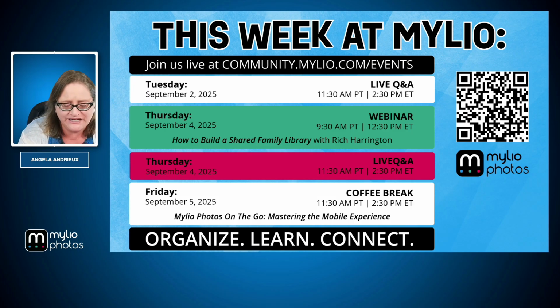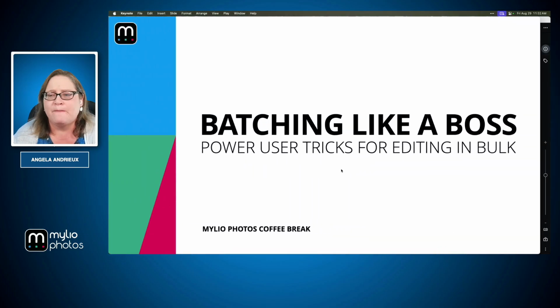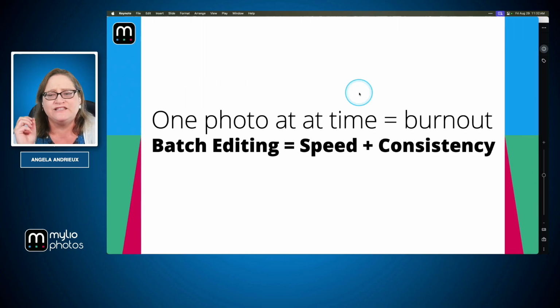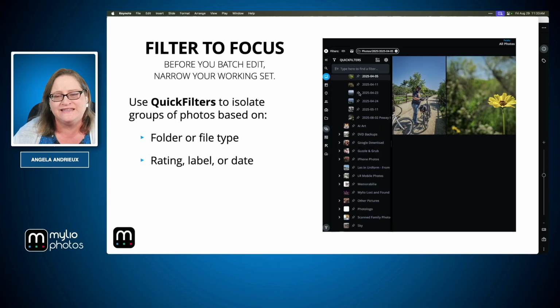With that, let's go ahead and jump into today's topic, which is batching like a boss, power user tricks for editing in bulk. We're going to go into editing metadata. And as you edit metadata, the thing you're going to come across is that doing it one photo at a time is super, super tedious. It just takes a lot of time and a lot of brain power, and it's just not fun to do it one at a time. Batch editing gives you speed and consistency and makes this process so much better. So that's what we're going to talk about today.